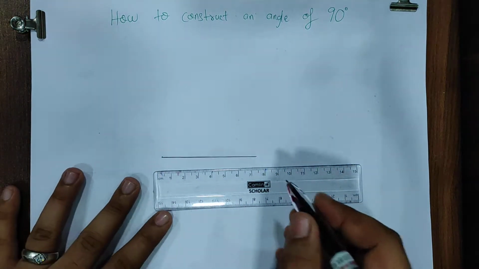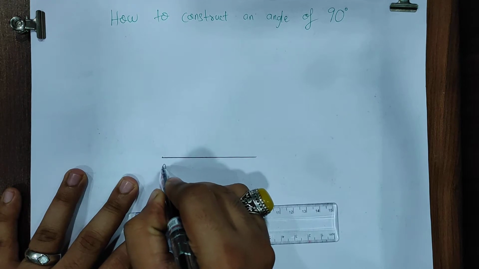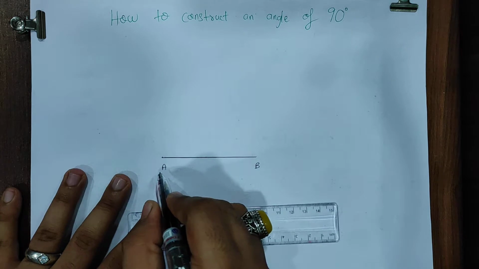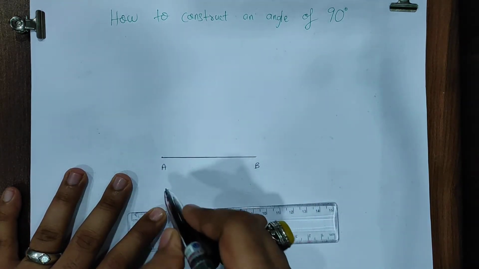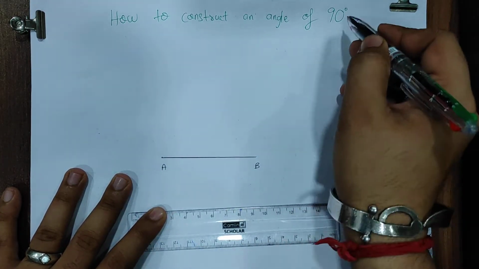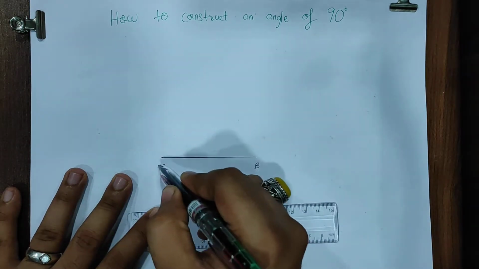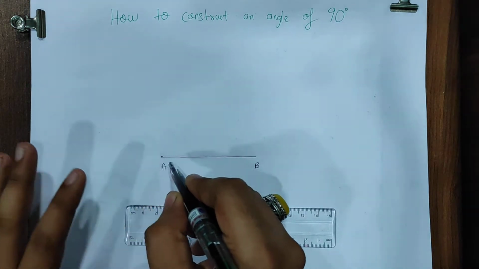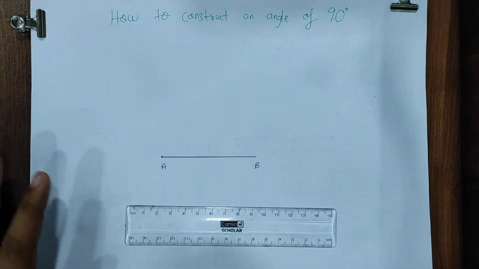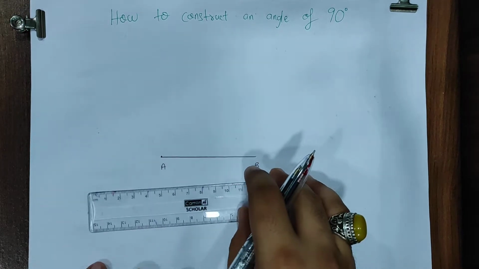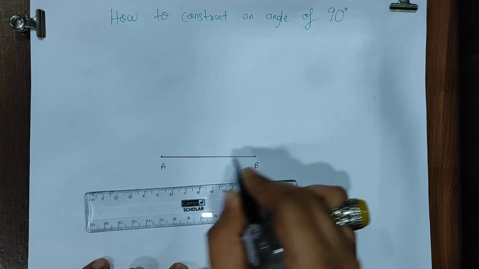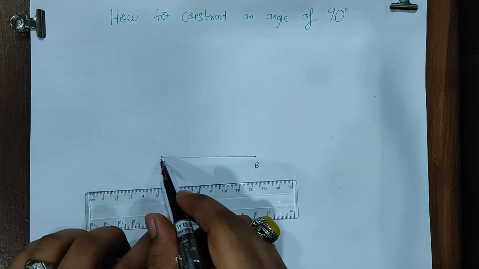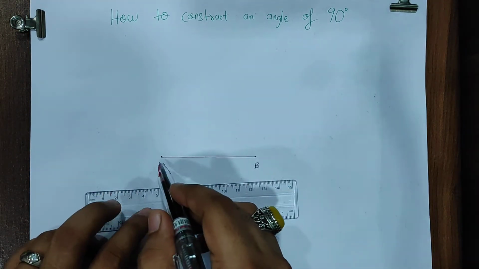Now, for example, this is my A, and this is my B, and I want to make a 90 degree angle at point A. Listen very carefully, please. It's very simple. This is my segment AB. It can be considered as the base of any triangle. Now I want to construct a 90 degree angle at this point A.